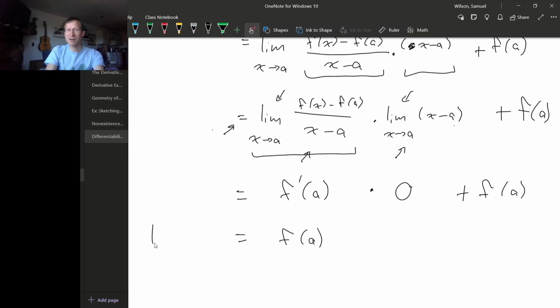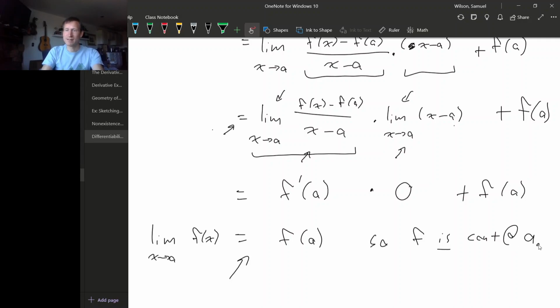So remember what we started with. We started with the limit as x goes to a of f of x. And we did a big calculation, and we found that that's just f of a. So f is continuous at a. So, you know, the big picture here is that if your function is differentiable, it has to be continuous.